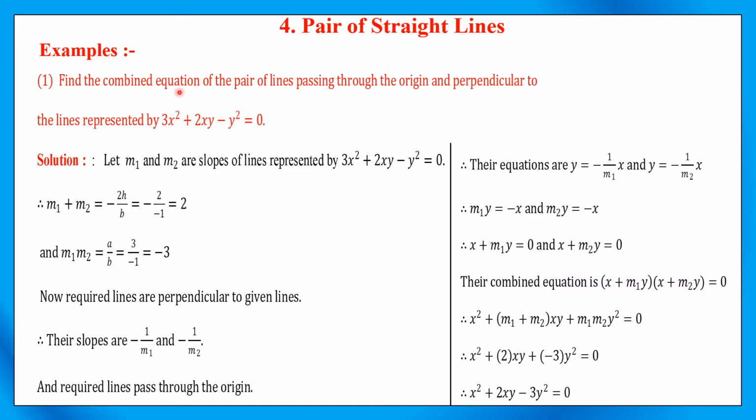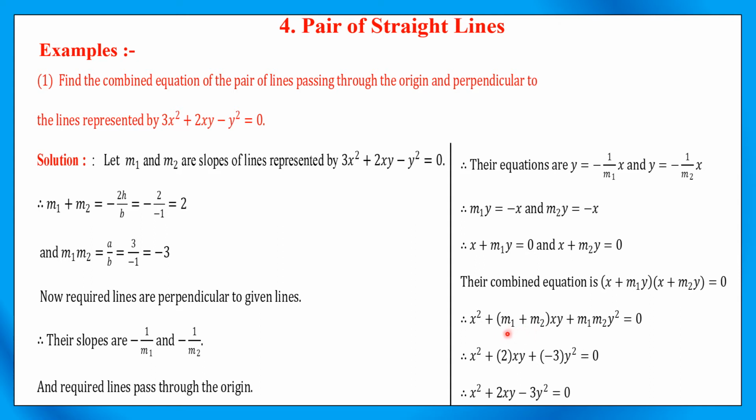We have to find the combined equation of the lines. Therefore, suppose the first line u equal to 0, the second line v equal to 0. We know that the combined equation is u into v equal to 0. Putting these values, we get their combined equation is x plus m1y into x plus m2y equal to 0. Multiplication: x into x, x square, x into m2y, then m1y into x. Take common xy from both the terms, we get m1 plus m2 into xy plus. Here is m1y into m2y, m1 into m2 y square.